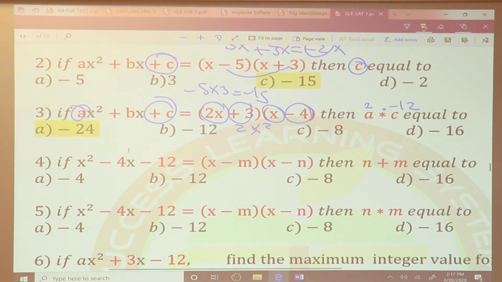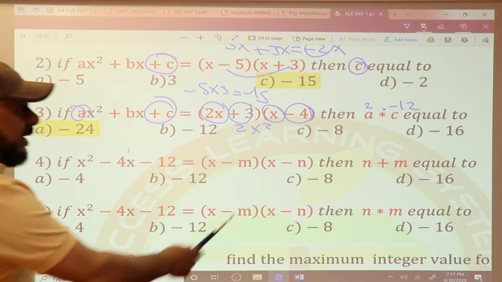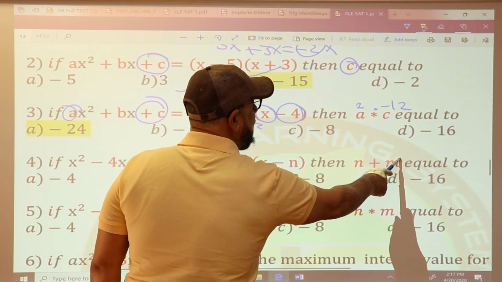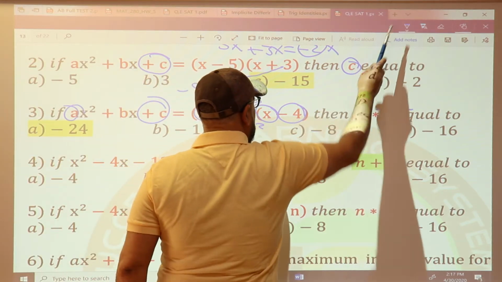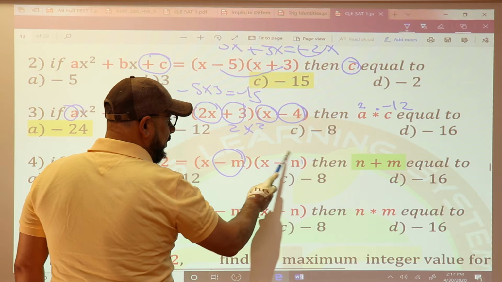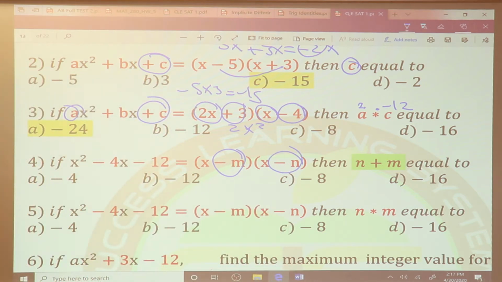Okay. What does he ask here? Sometimes you have to know the meaning of the question. What's the meaning of n plus m? The sum of the two solutions. What's the sum of the two solutions? Remember the formula for the sum.